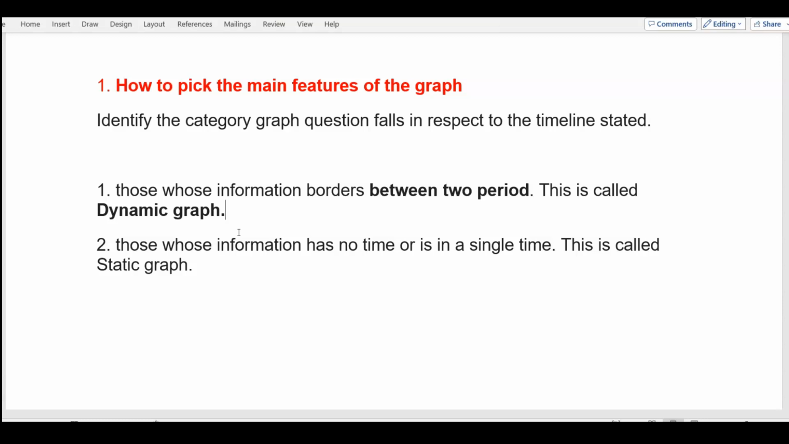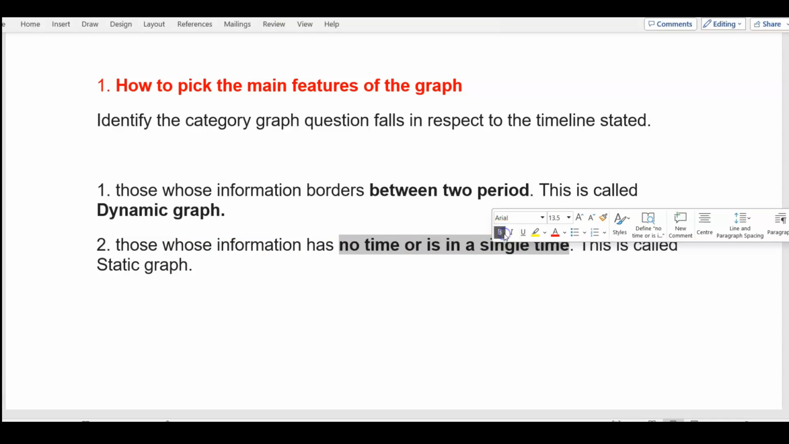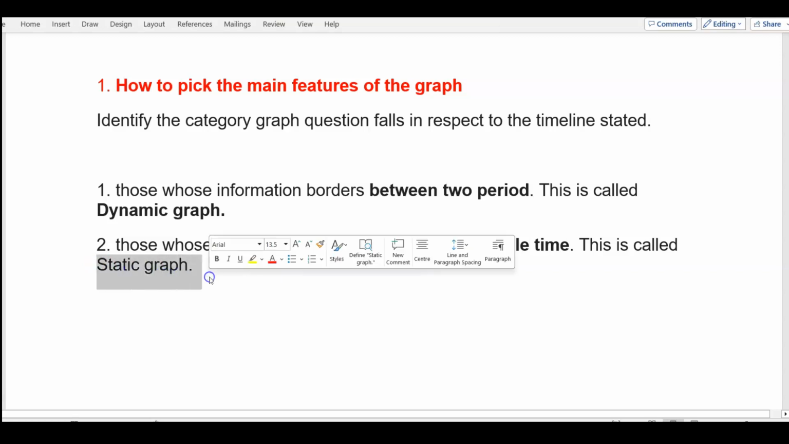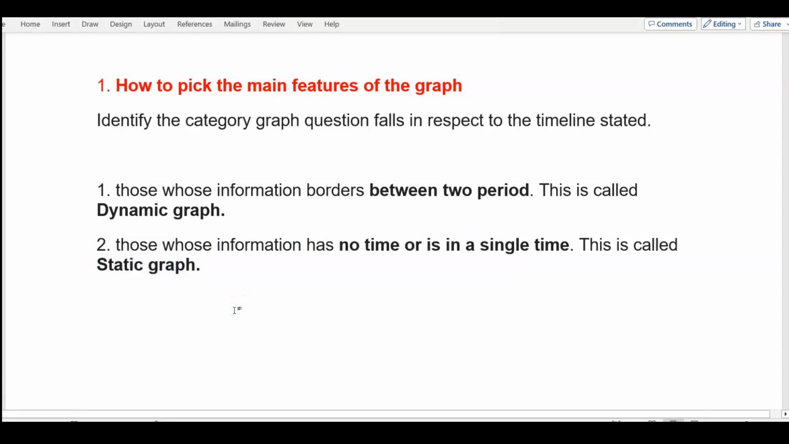If you want to know how to find the main features, you need to know what you are dealing with. Are you dealing with a dynamic graph that's found between two time periods, or a graph whose information has no time, or is just within a single time period? So maybe the question is just in 2010, or 2002, or on Monday, or it has no time period at all. Some graph questions come with no time period, and others come with a time period bordered between two lines. Now I'm going to give you two examples of each type, then I will give you an exercise to identify the rest of them.